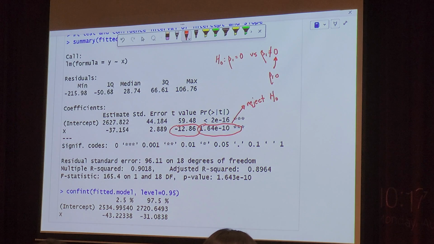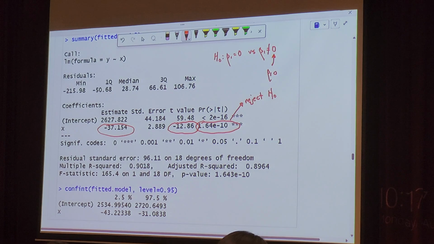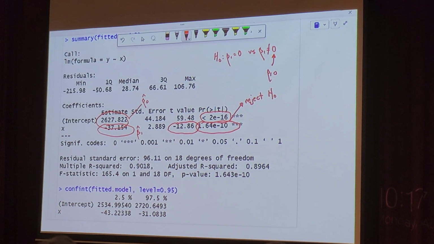And this was testing the slope, beta 1. Now, if you want to test beta naught, well, you can use this p-value. This one is even smaller. It's almost 0. You cannot even compute it. You just say it's less than 2 to the power minus 16. Yeah. Obviously, the intercept is not 0 in this case.